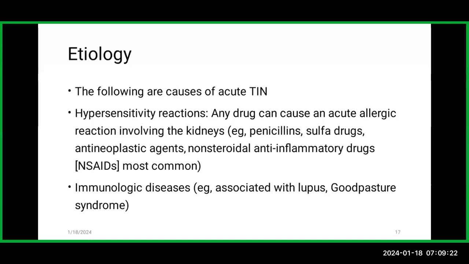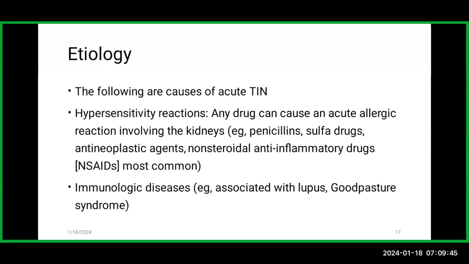So like I said, the etiology is similar for both acute and chronic, but the major difference is the duration of the exposure. Acute could be as a result of hypersensitivity reaction to drugs, which include penicillin, sulfa, but most commonly the NSAID. The NSAID is most commonly implicated, like in the case of the index patient. Immunologic diseases are also implicated, like lupus.